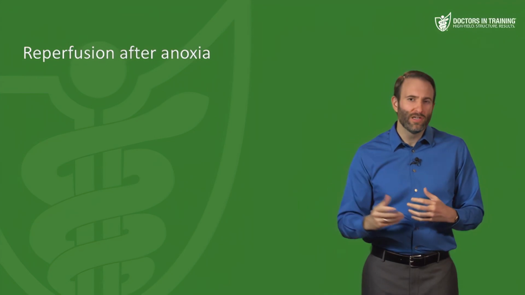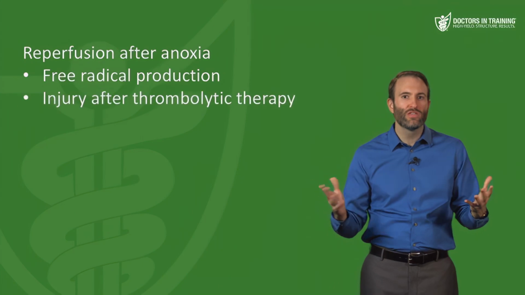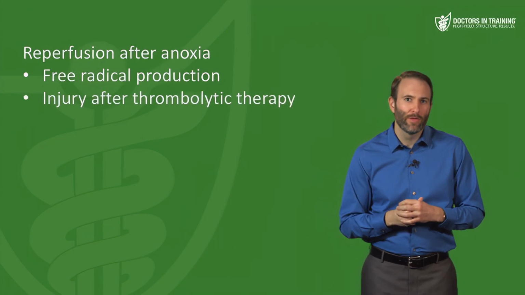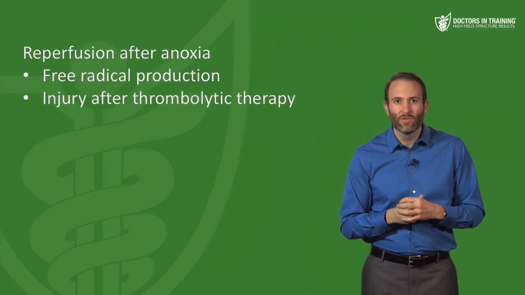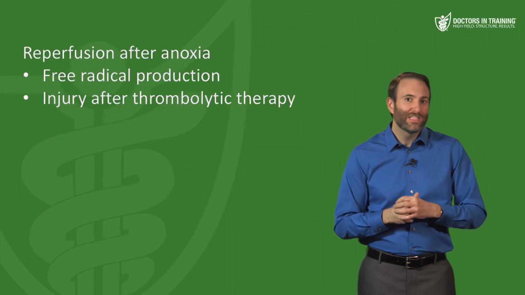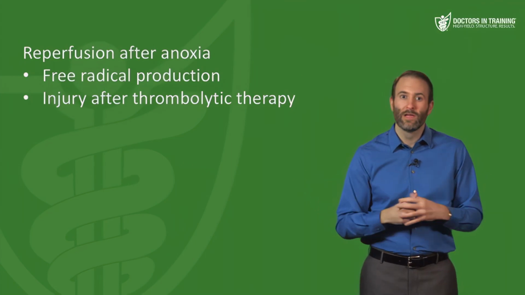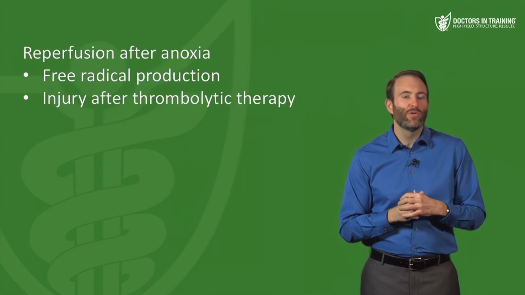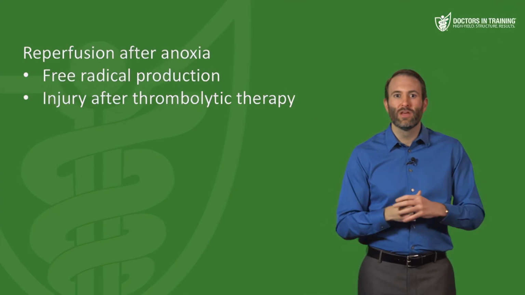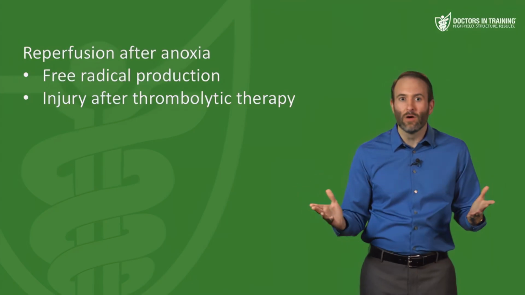Reperfusion after anoxia is another problem. That's going to produce free radical production. So this is actually a major cause of injury after thrombolytic therapy. So this is why we have windows for thrombolytic therapy. So say in a stroke patient, if you can catch the ischemic stroke within maybe 3 hours, you can go ahead and give your thrombolytic. If it's beyond 3 hours or even beyond 6 hours, you can't do it because of that reperfusion injury. It's going to be worse than doing nothing at all.